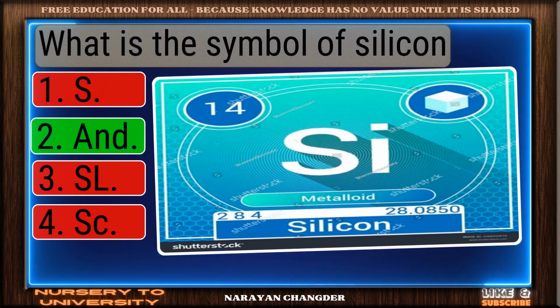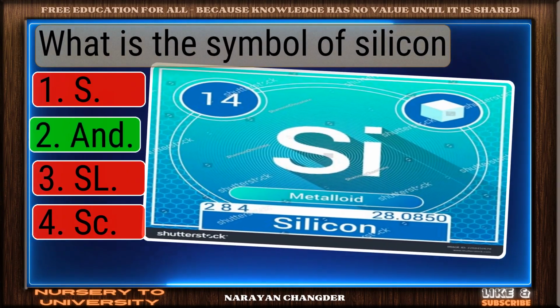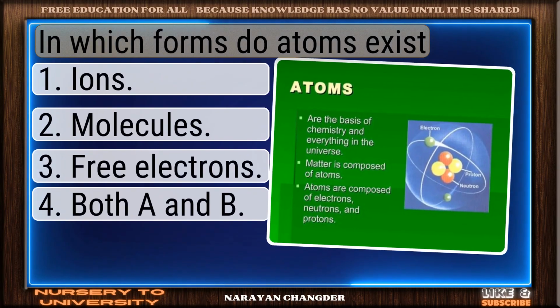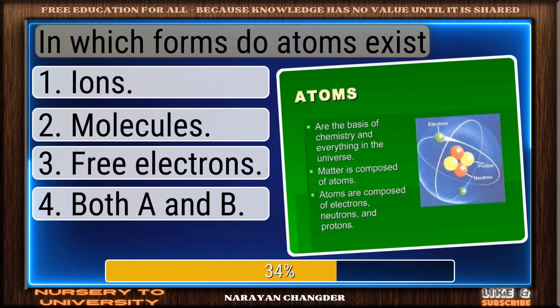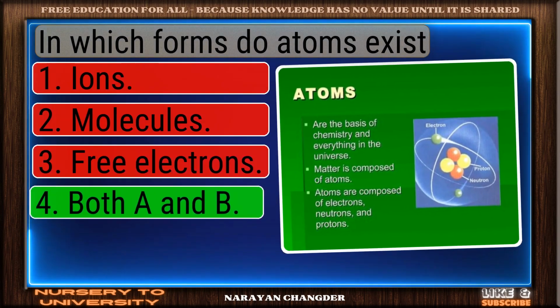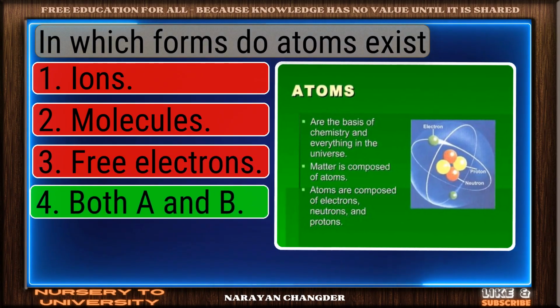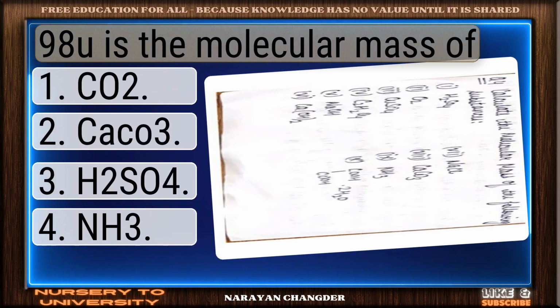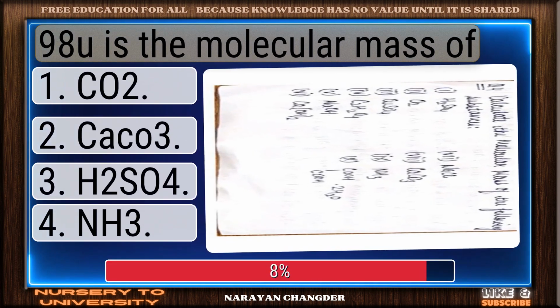Correct response. Si is the most accurate answer. Question number 244. In which forms do atoms exist? Exactly. Both A and B make sense, and it is the right choice. Question number 245. 2 amu is the molecular mass of.